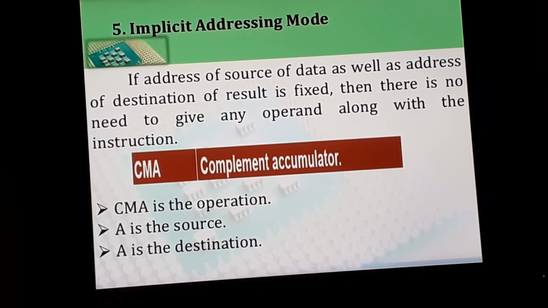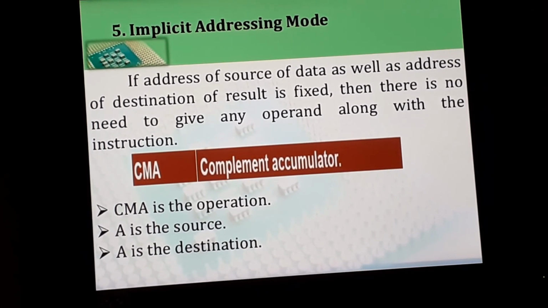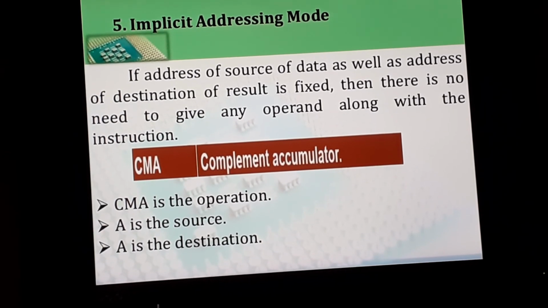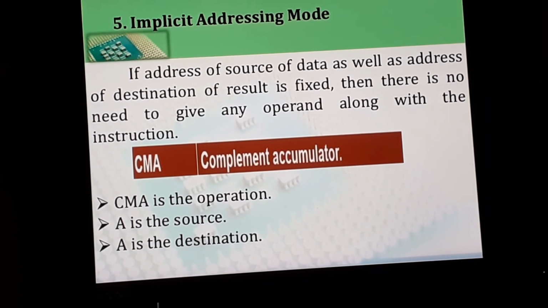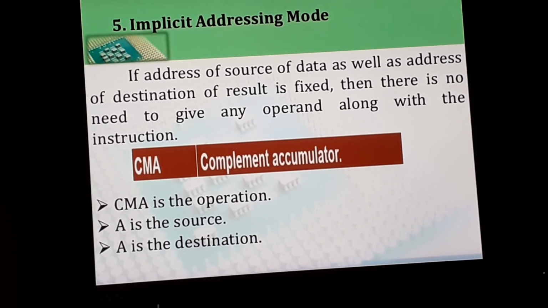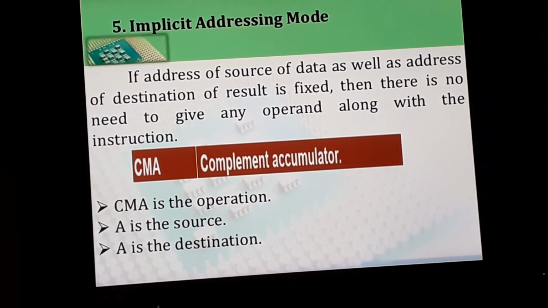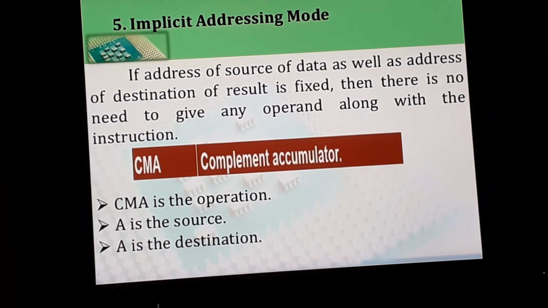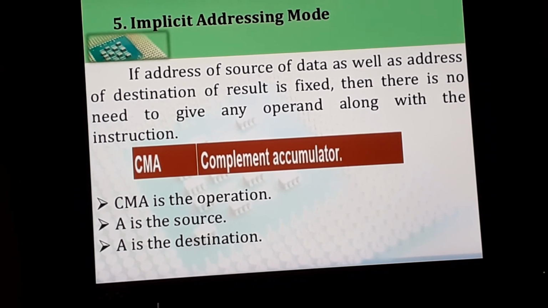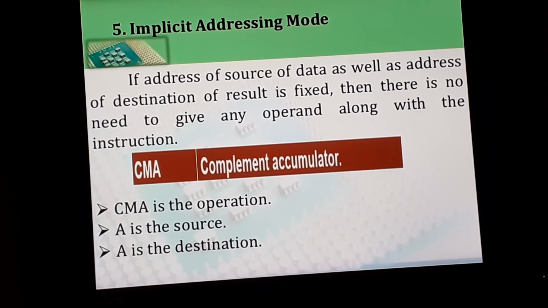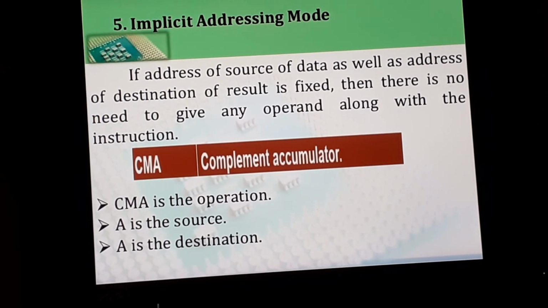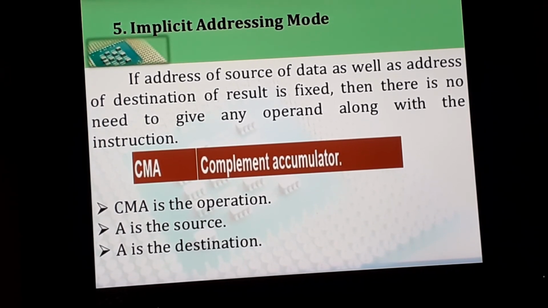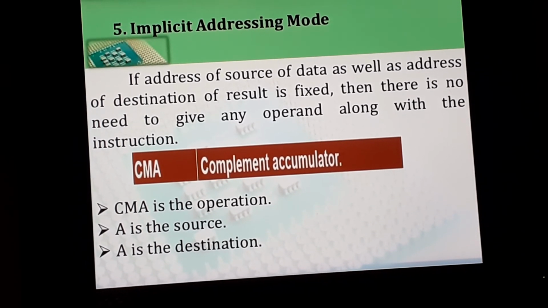So whatever data is in the accumulator, that data will get complemented, that is, the one's complement will be performed on that particular accumulator data, and after performing the one's complement of the accumulator data, the result is again stored in the accumulator. So hence it is said that A is the source and A is the destination also. So this was my last slide of the addressing modes. Today we'll complete with this video. In the next video we'll continue with the same chapter.